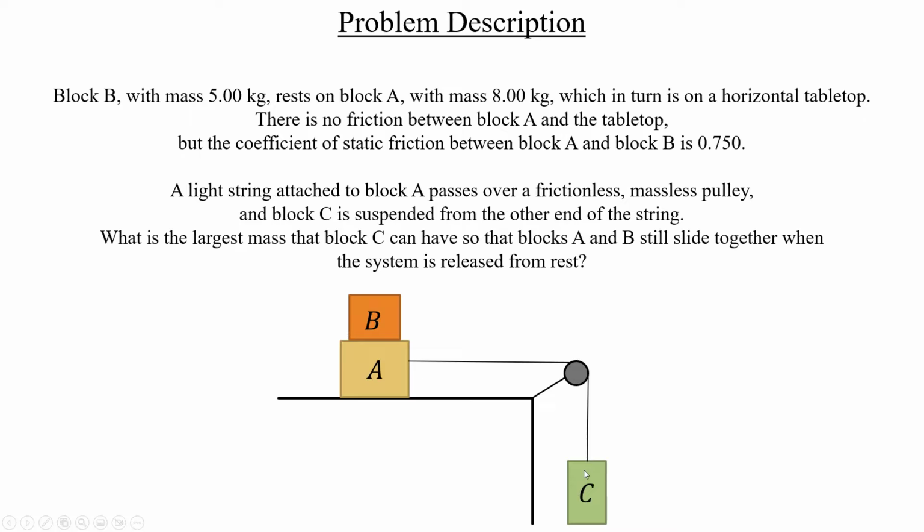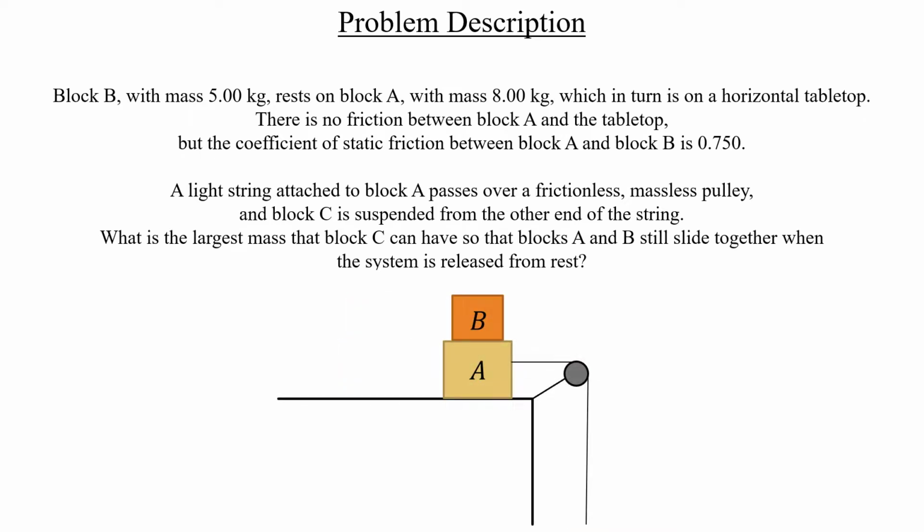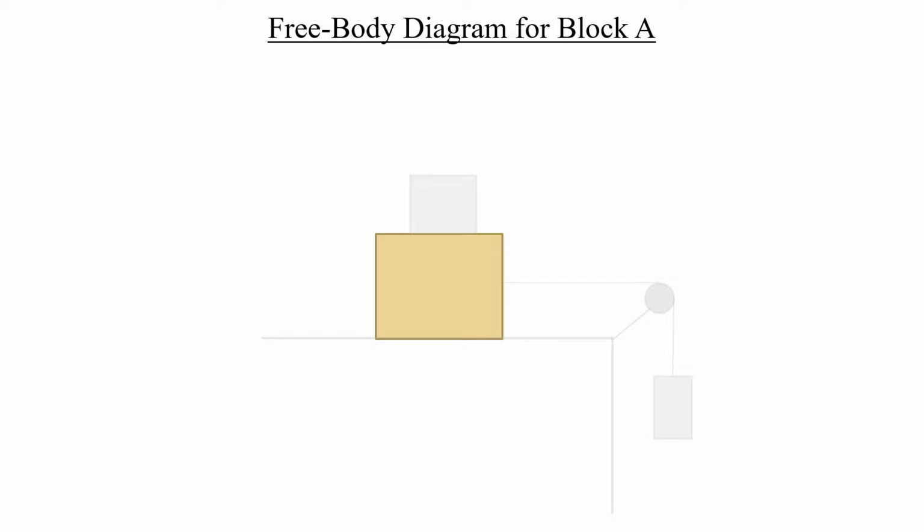And what we need to do is use our Newton's laws tools to find the largest mass that block C can have, so that when we release the system from rest, they will move together kind of like this. And thankfully there's nothing crazy happening in this problem that requires any kind of extensive setup, like that Mars problem we did previously, if you happen to see that one. So we are free to jump directly into the free body diagram for block A.